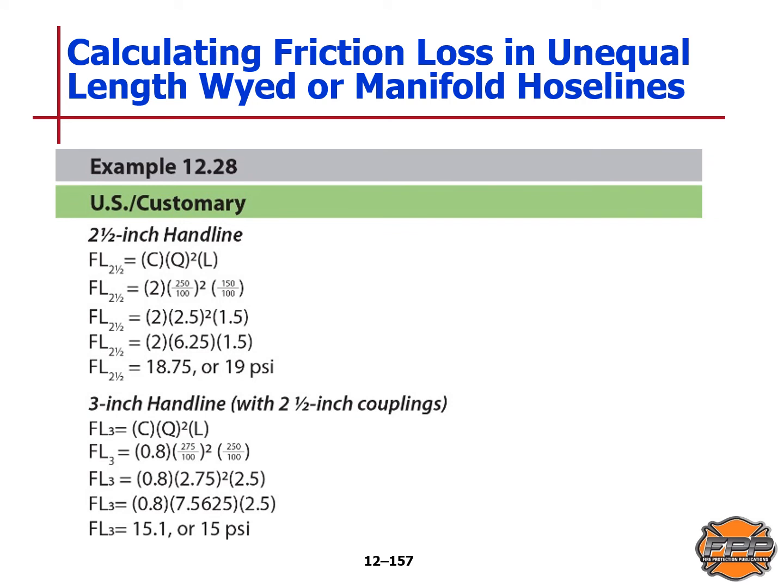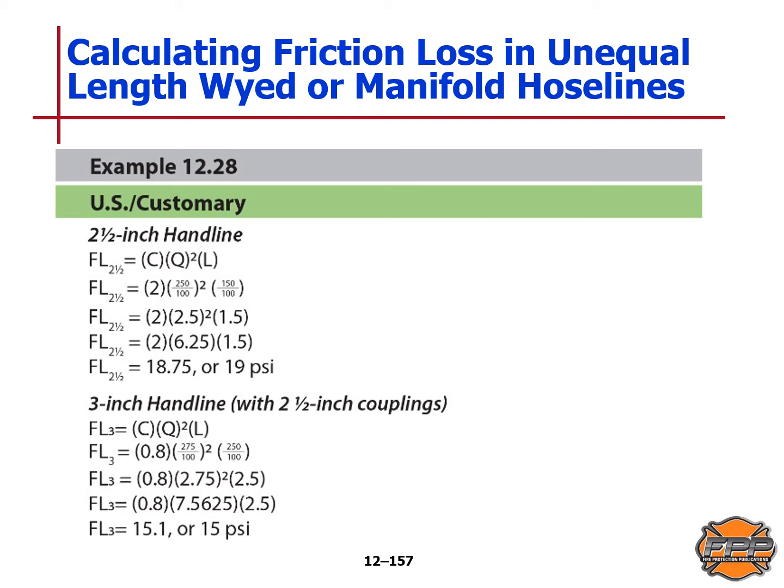Continuing with calculating friction loss in unequal length wide or manifold hose lines, let's look at example 12.28. We've got one 2.5 inch hand line, so let's take a look at the friction loss for that. Friction loss for the 2.5 is C times Q squared times L, the same formula. Friction loss for 2.5 is 2, which is our coefficient, times 250 over 100, which is our hose length, divided by 100 squared, times 150 over 100, which is our second hose line.